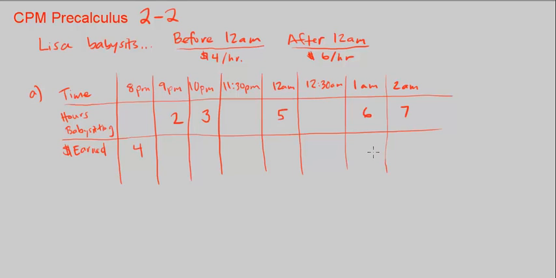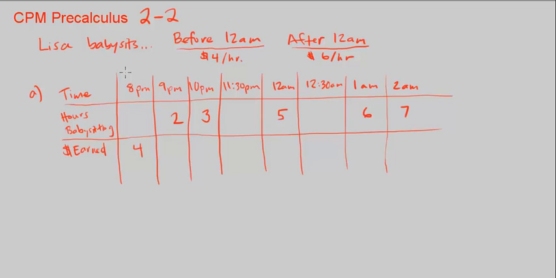So this is CPM Precalculus Chapter 2, Number 2. So let us look at an application of a piecewise function. Lisa makes $4 an hour babysitting before midnight, and $6 an hour after midnight. So there are two different pays for the different times of the day.